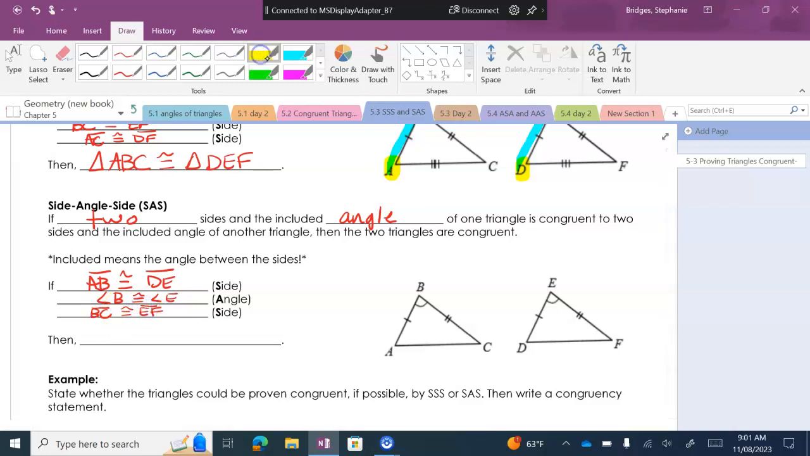So if segment AB is congruent to segment DE and segment BC is congruent to segment EF, do you notice how the angles that we marked congruent are in between those two, like where those two sides meet? That's what I mean by the included angle. It has to be the angle where the two congruent sides touch. Okay, and as long as it is, then we can say that the triangles are congruent.